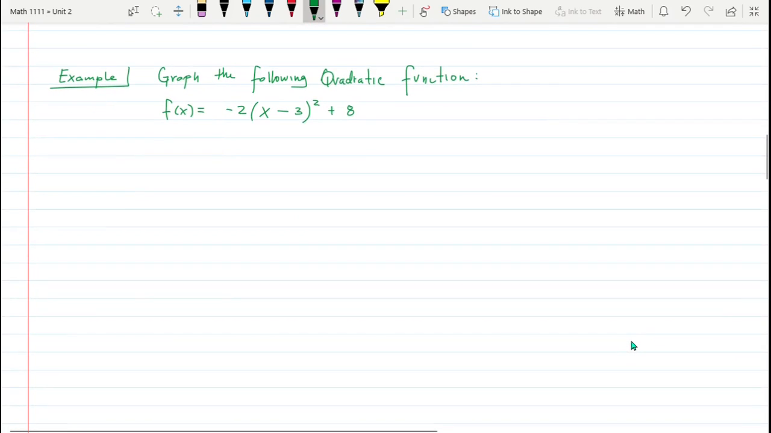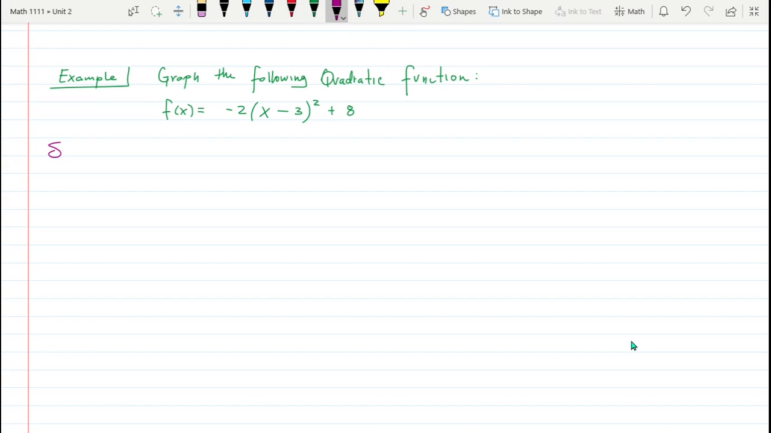Let's do an example. We want to graph the following quadratic function. f of x is equal to negative 2 times (x minus 3) squared, or everything inside of the parentheses squared, plus 8. So let's figure out a couple important things about it, and then we'll graph it.